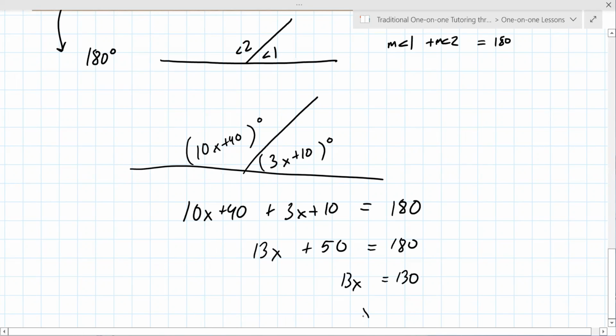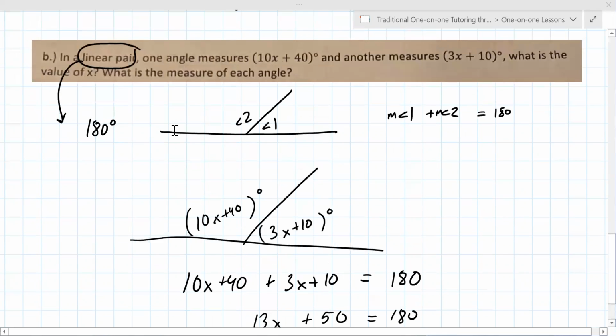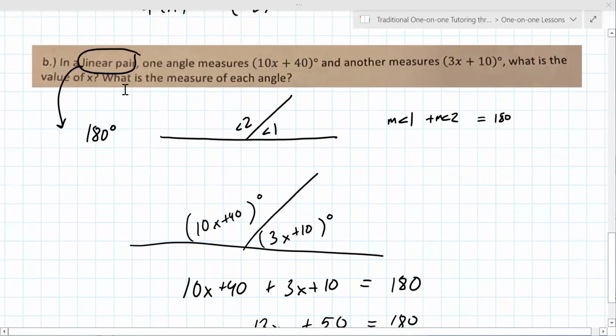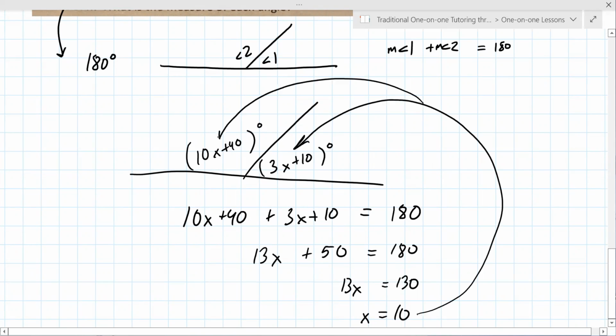X equals 10. Good. So then, is that x representing the unknown angle? No, x represents x. So look back at the question. I'll scroll up here. It says, what is the value of x? X is 10. We've got x. But it goes on to say, what is the measure of each angle? So in many problems in geometry, you both solve for x and you substitute it back in to find the missing angle or side or something else. Mostly angles and sides in this course.